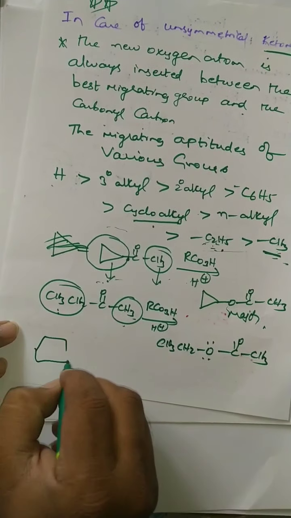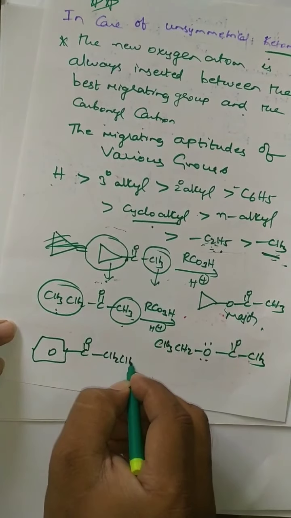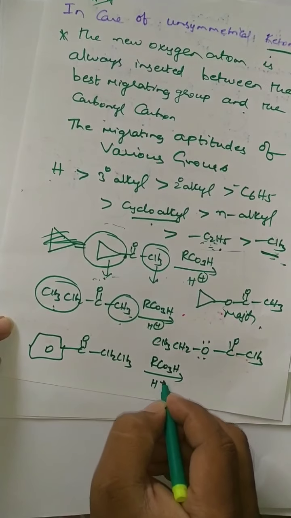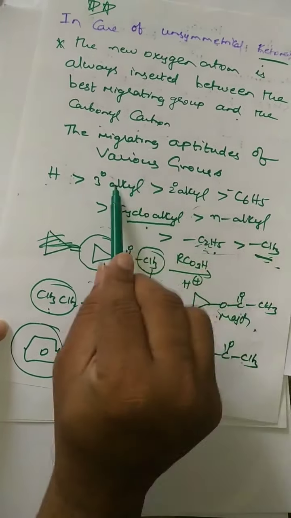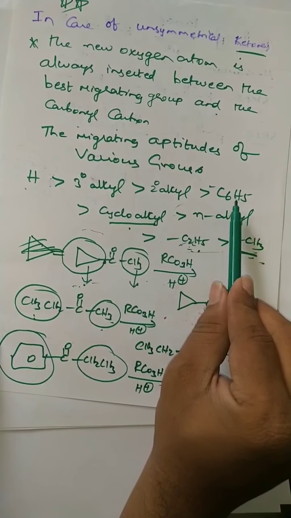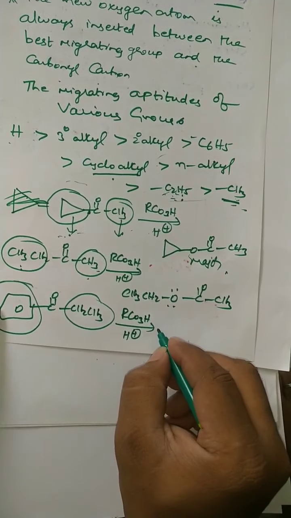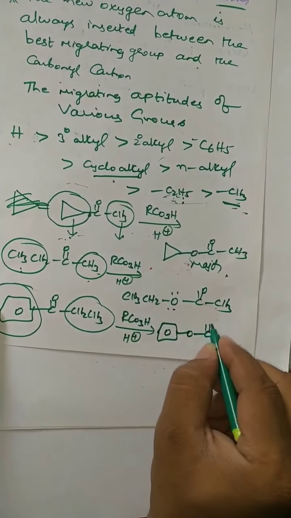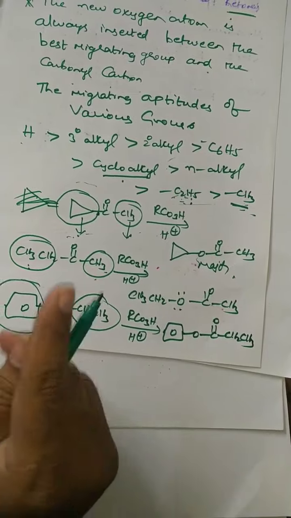Next, you see this example students, very easily you can predict the products now. Even useful for NEET students. Come on, tell me. RCO3H, H plus. So this time what are the groups you observe? Phenyl group and ethyl group. According to this order, which group has greater migrating aptitude? Phenyl group when compared with ethyl group. So you can insert the additional oxygen between the phenyl group and the carbonyl carbon. So like this you are going to get the product, students.